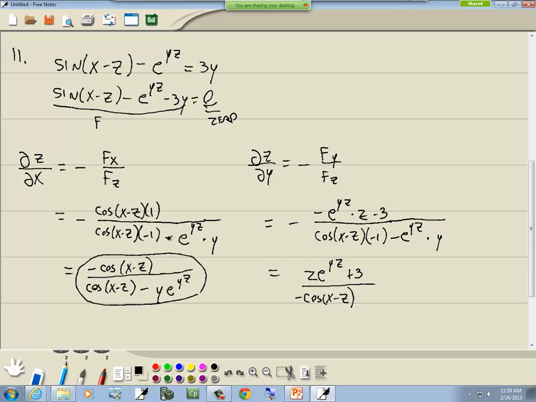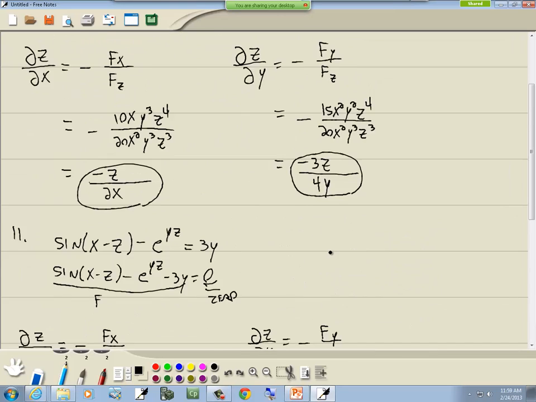Did I drop the negative over here? I sure did. That should be a negative right there. Then I could have made everything positive. But good thing I did my derivative again. I found that error. Minus y e to the yz. There we go. Assuming no basic math errors, that's our answer.